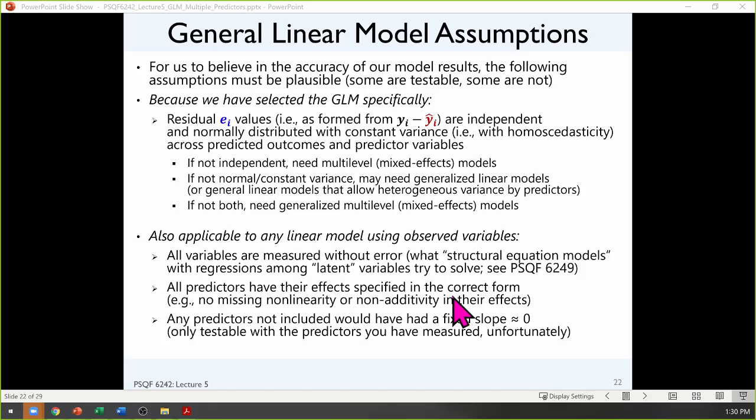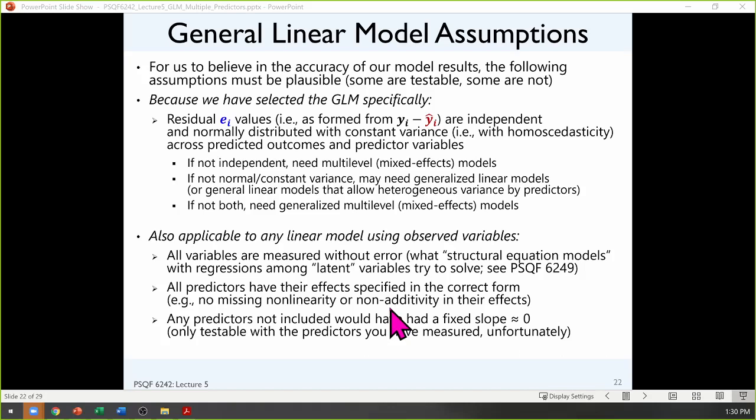Those models are designed to better address the measurement error that would occur in any one observed variable that we're ignoring here. We're also assuming that all predictors have their effects specified correctly. So we're assuming that a predictor has a linear effect if that's all the kind of slope you put in. We're assuming it has a quadratic effect if that's the kind of slope you put in. And we can test that by adding other terms that would change the slope or the type of slope and see if they help the model.